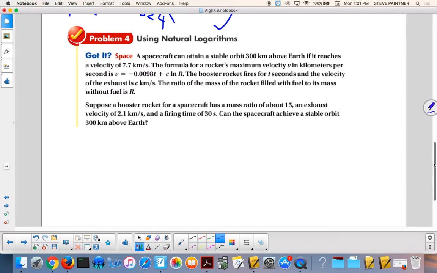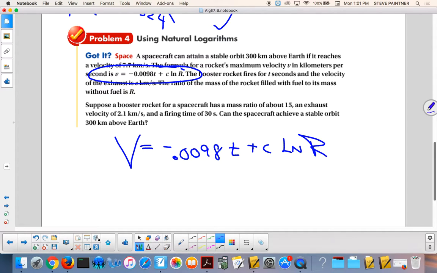Okay, did you read this? Velocity of the rocket equals this. All right, now here's the deal. With these complicated looking formulas, you just got to know what every variable stands for. If you read this, it says V stands for the maximum velocity. It says T stands for what? The rocket fires for T seconds. How many seconds did the rocket fire?